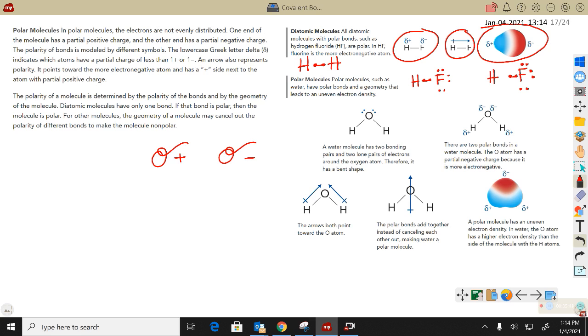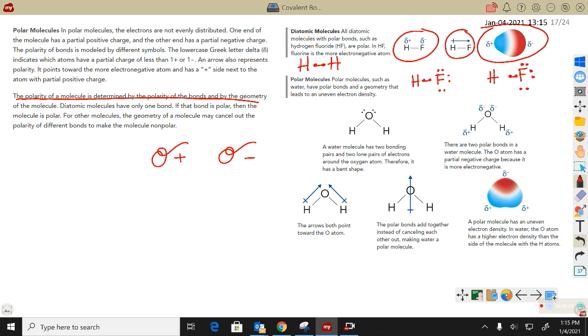No regions of charge. So if you have a very simple molecule that only has one bond, if that one bond is a polar bond, it's a polar molecule. If that one bond is a nonpolar bond, then it's a nonpolar molecule. But most molecules have more than one bond. So that's what we have to take into consideration, all factors.